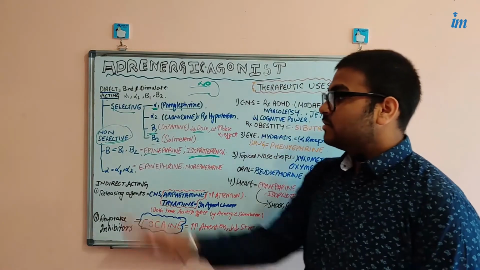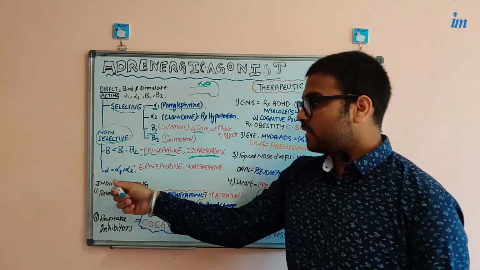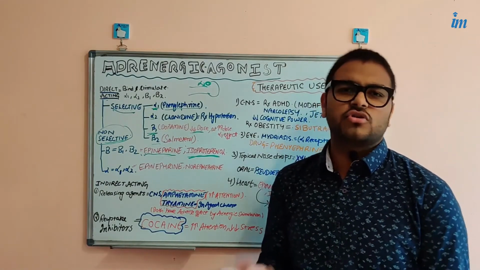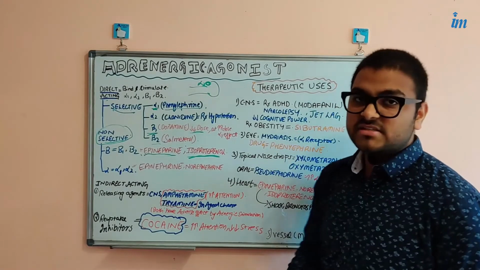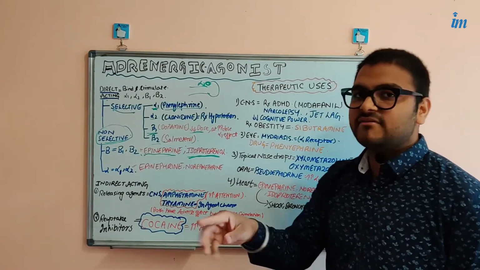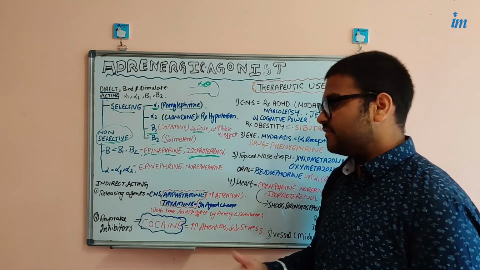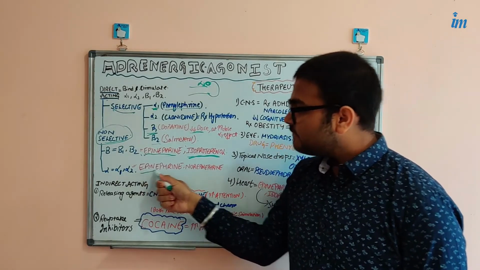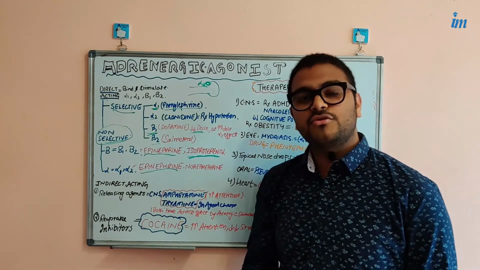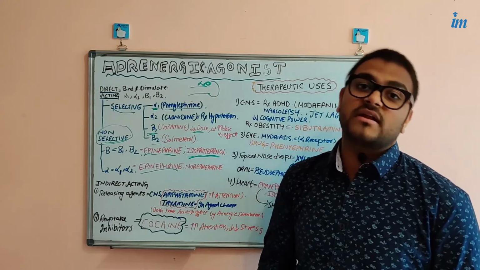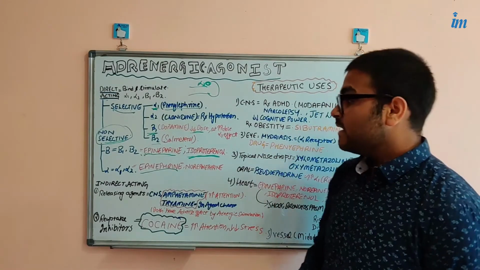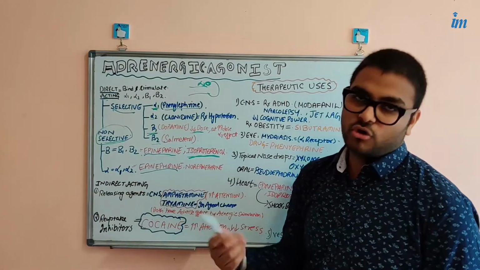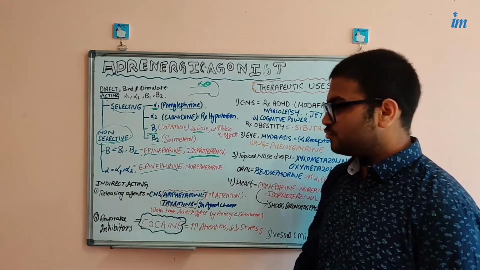Then non-selective alpha. Non-selective alpha means the drug is binding to both alpha 1 and alpha 2 non-selectively. It doesn't have a selective action on one type of alpha receptor. So an alpha 1 alpha 2 non-selective drug is again epinephrine. Epinephrine has the capacity to bind with alpha 1 receptor and alpha 2 receptor also. So epinephrine, beta 1, beta 2, alpha 1, alpha 2, all four types of receptors epinephrine can bind to.